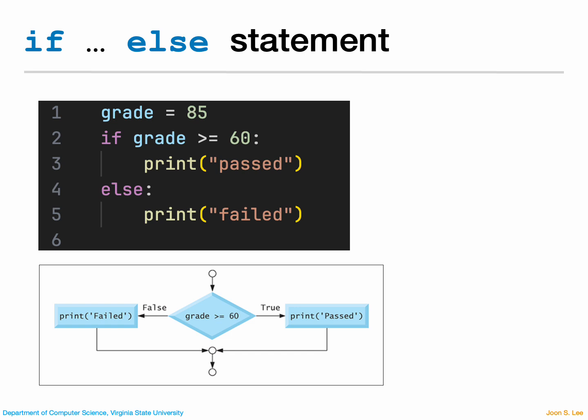But if the grade had been less than 60, the condition would be false, and Python would skip the first block and go straight to the else block, printing failed. The flowchart below shows the same logic visually.